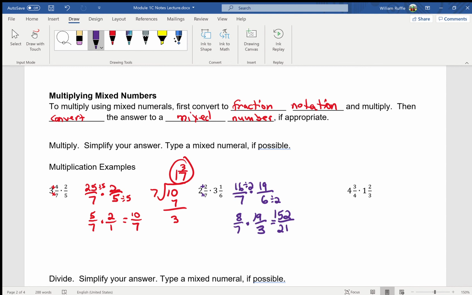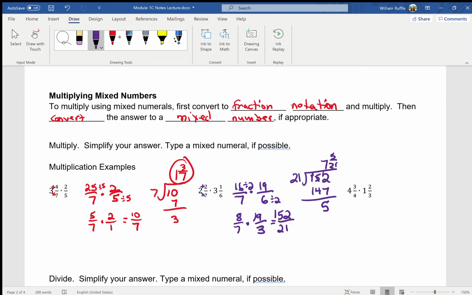The number's bigger on the top, so I do have to do long division. Now, I just look on the chart. This is a nice one. How many times is 21 going into 152 without going over? I can get to 147, which happens to be 7, and then I subtract, so I get 7 and 5/21.